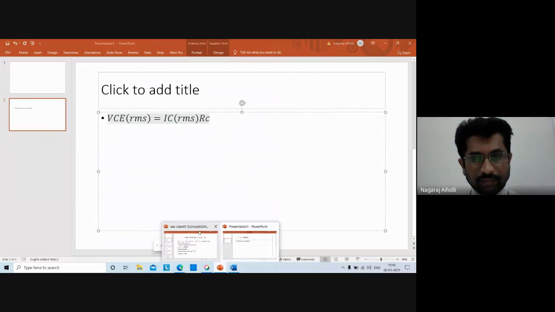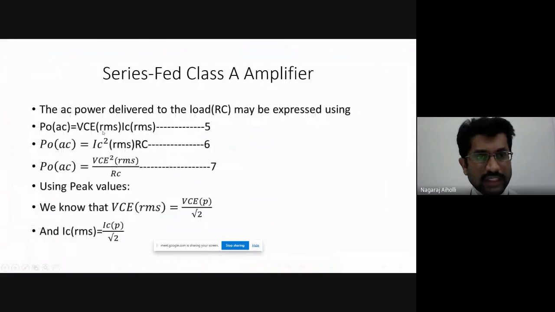Then what will we get here? IC RMS into RC into IC RMS. That will be IC RMS into IC RMS, which is IC square RMS into RC. Therefore, AC output power is equal to IC square RMS into RC. RC is the load resistance. V is equal to I into R, and hence I into I is I square. Therefore, AC output power will be IC square RMS into RC. Take it as equation 6.